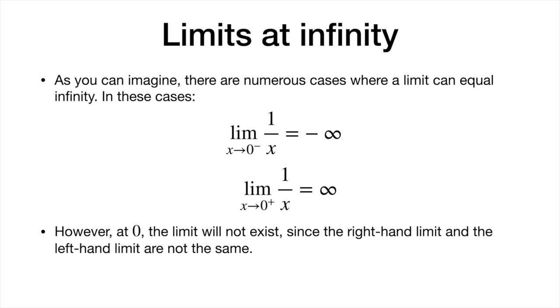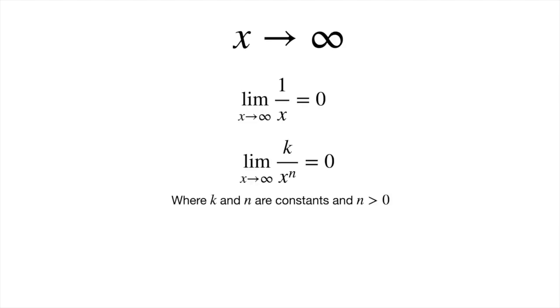However, the limit will not exist at x equal to 0, as the right-hand and left-hand limits are not equal. As for limits where the limit is 0, let's take a look at the function 1 by x once again. As we take larger and larger values of x, the value of the function approaches 0.